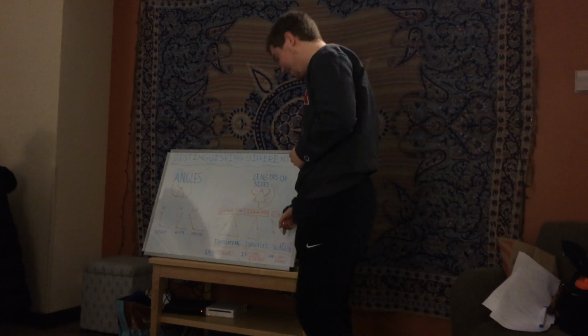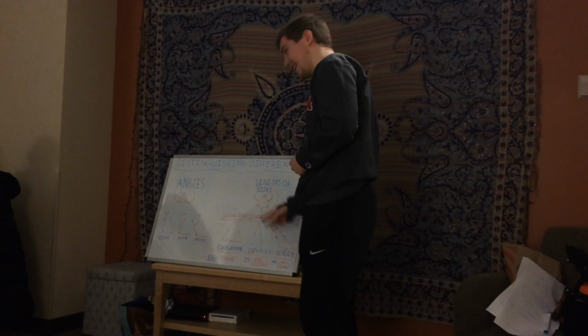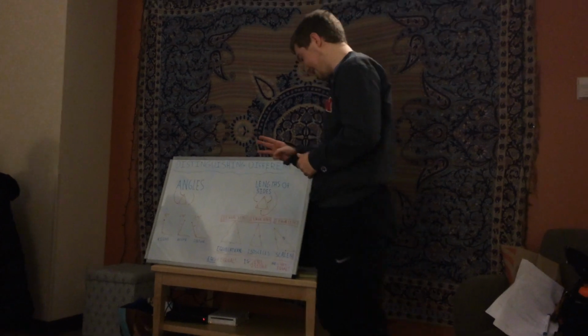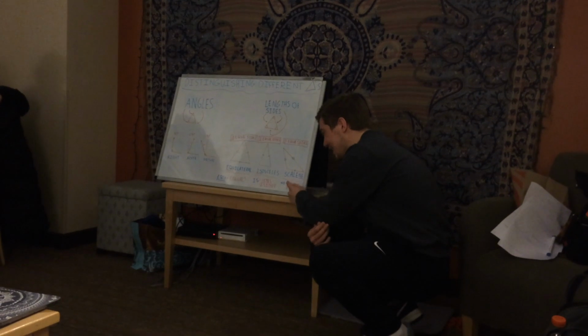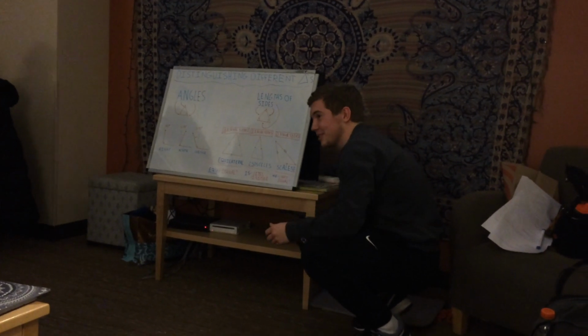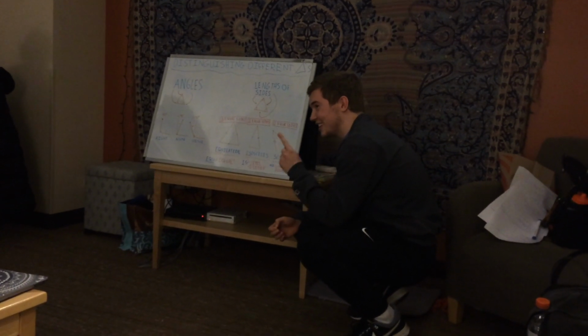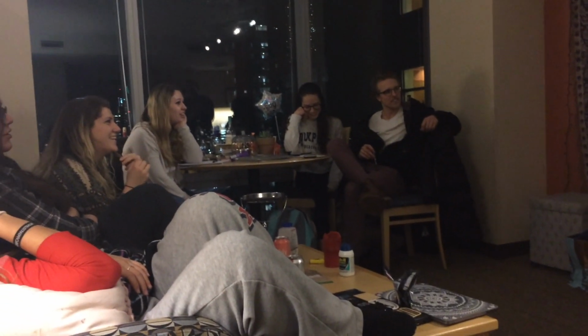Okay, how do we remember the scaling triangle has 3 unequal sides? The ending of scaling is NE. That means not equal. Can everybody repeat that? NE means not equal. You guys are brilliant. Okay, let's go to angles now.